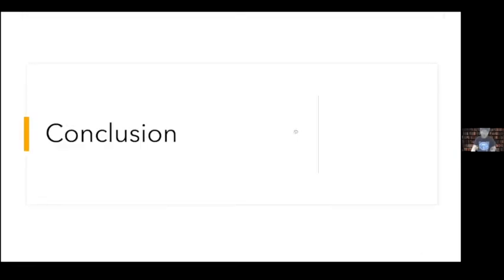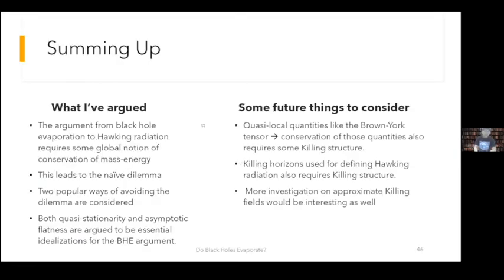I think I'm just going to conclude here. So what I've argued is that the argument from Hawking radiation to black hole evaporation requires some global notion of conservation of mass energy. It leads to a naive dilemma. It seems like a super simple dilemma, but there are some sophisticated ways of trying to deal with it. But I try to argue that both do not avoid the dilemma, because they're both just essential idealizations for the black hole evaporation argument, but idealizations do not obtain.